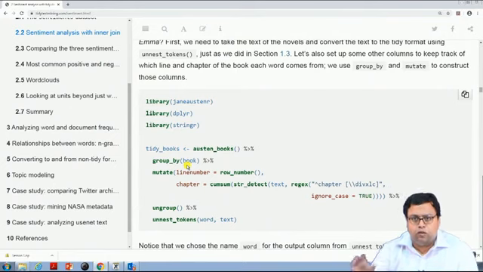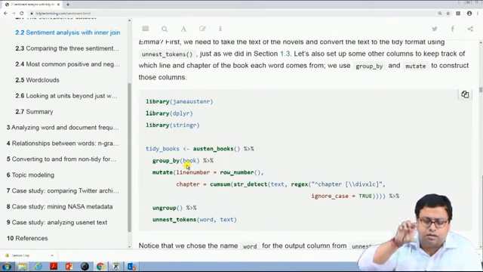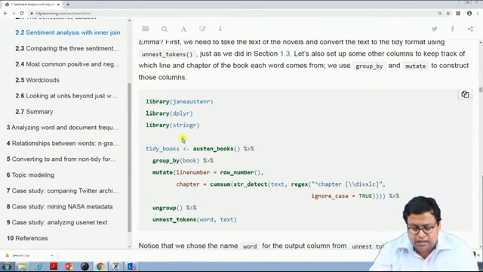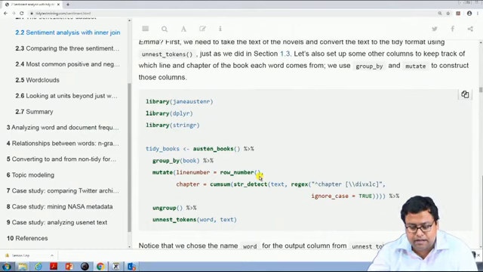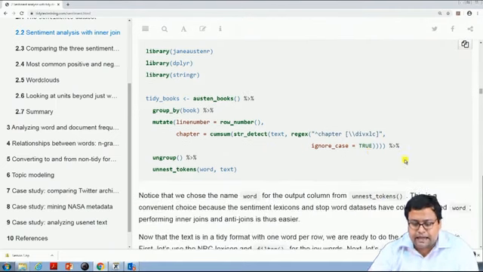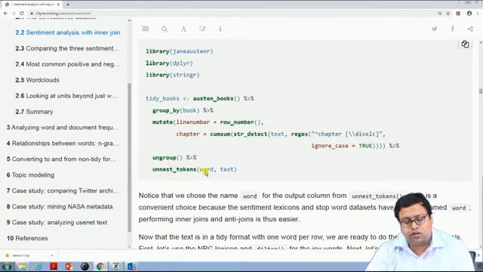and you will group by book. So, the whole corpus you are grouping by books, and then mutate line number equal to row number. So, this will have a line number. Then you are also finding the chapter number. So, the data set will have line number and chapter number, and then again you are ungrouping the data, and then you are trying to tokenize the words from the text.